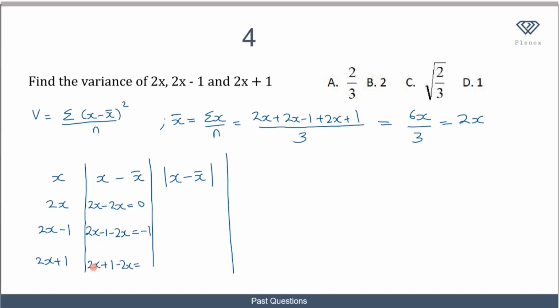And that is equal to 2x minus 2x, which gives me 1. So I have what? 1. Sorry, this is supposed to be squared. So now I just find the square of these values I have over here. So 0 squared gives me 0, minus 1 squared gives me 1, and 1 squared gives me 1.